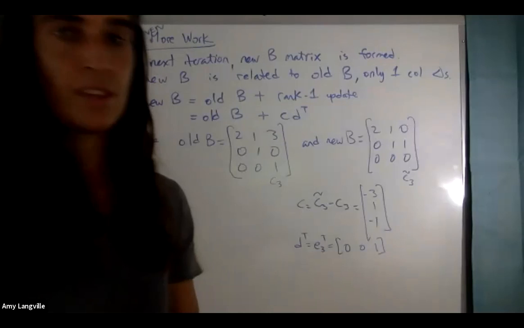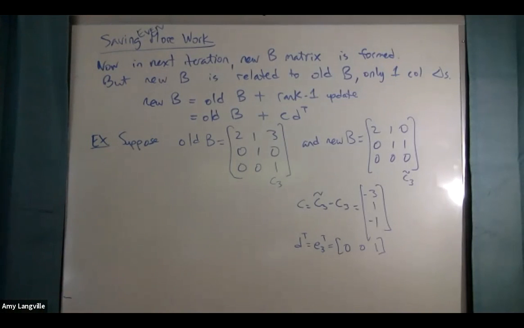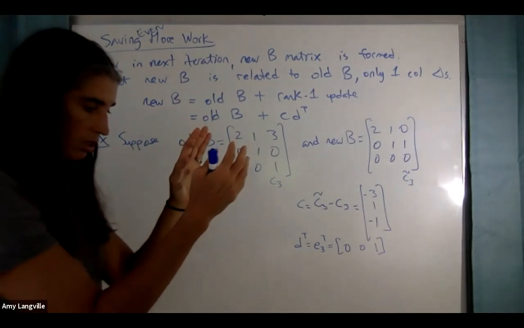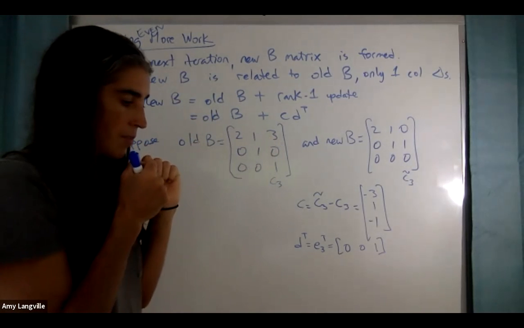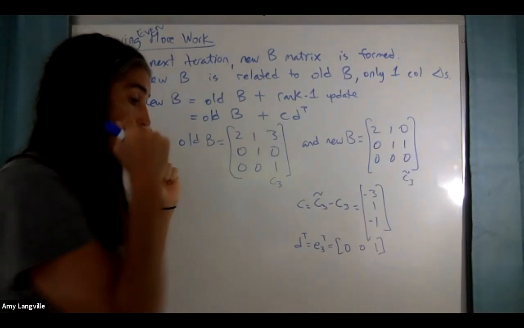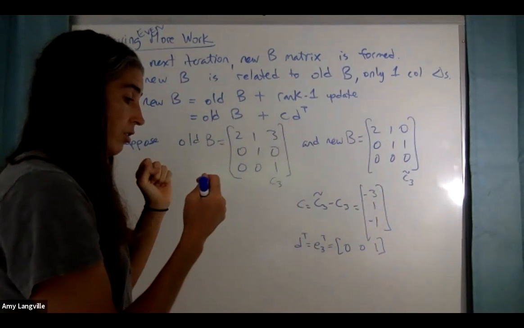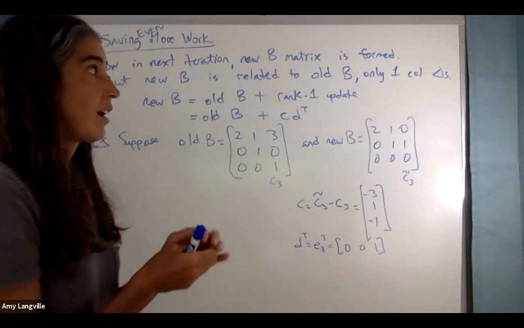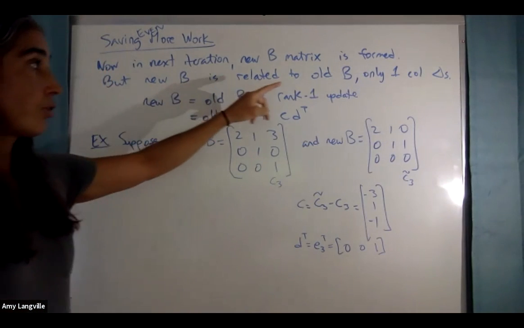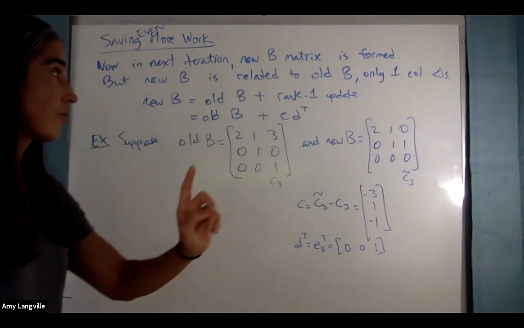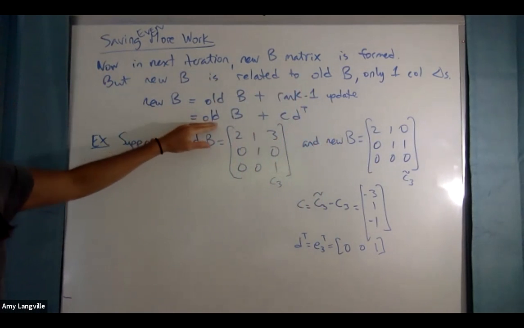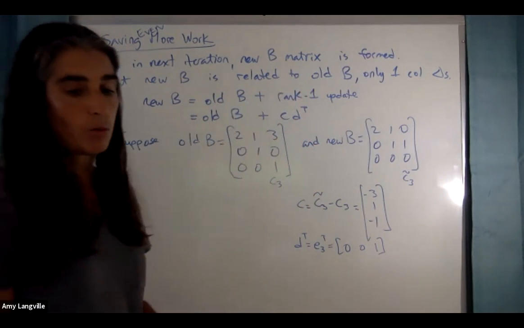Make some space. Okay, we can save even more work by noticing this. Now in the next iteration, we're going to form a new basis matrix, m columns that we've extracted from A, and only one column leaves and one enters. So most of those columns stay the same. In fact, the new B is related to the old B. Only one column changes. And the new B can be written this way: new B is the old B plus something called a rank 1 update.